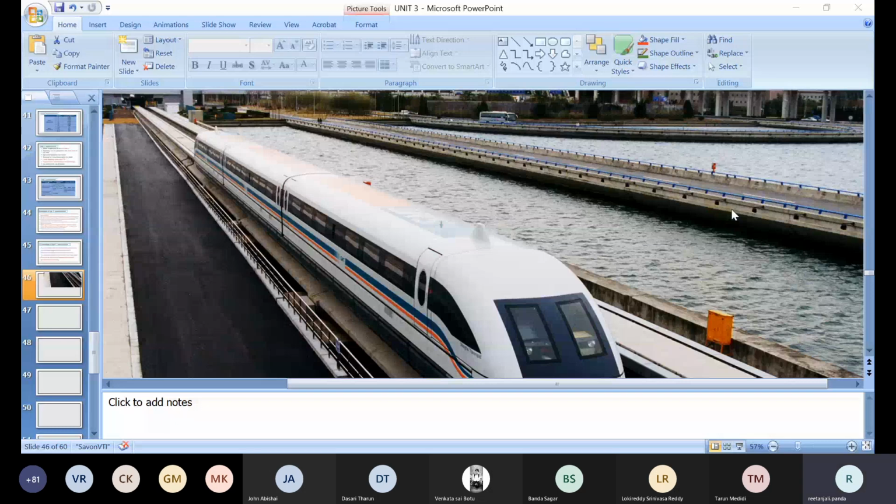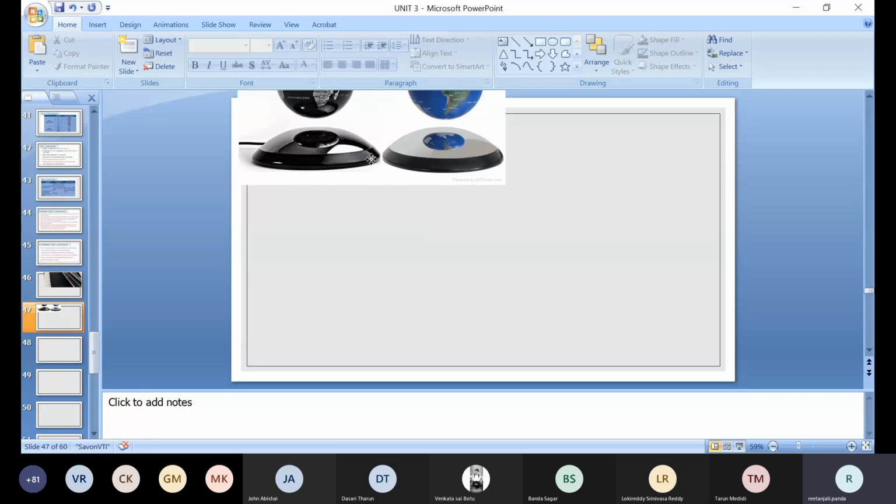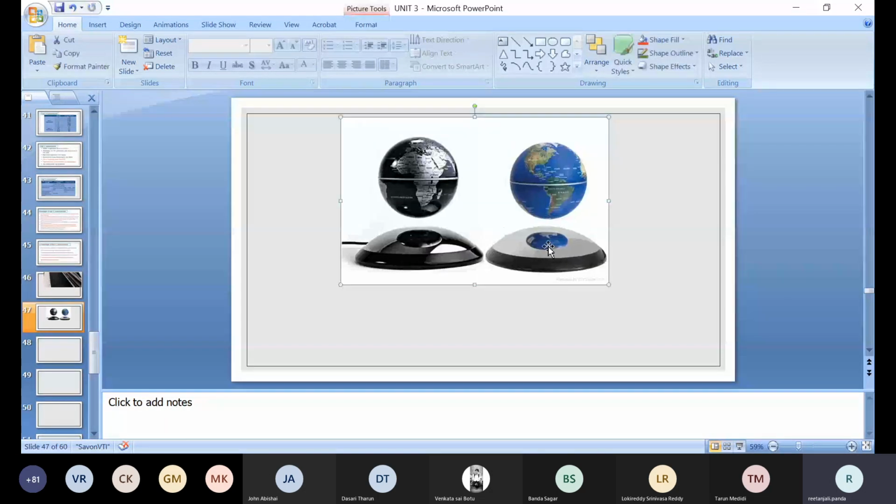You see, this is the globe we are having. This is a material which is an electromagnet, and this is also made up of a magnet. Now, when the current passes through this electromagnet, it becomes a magnet. This becomes a magnetic material.